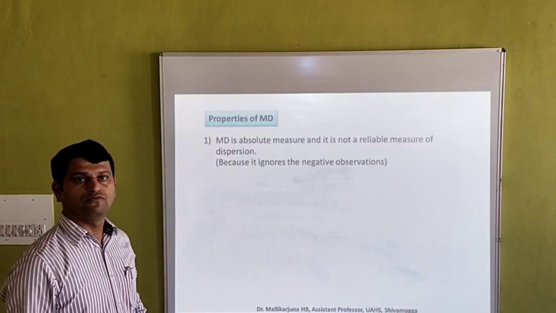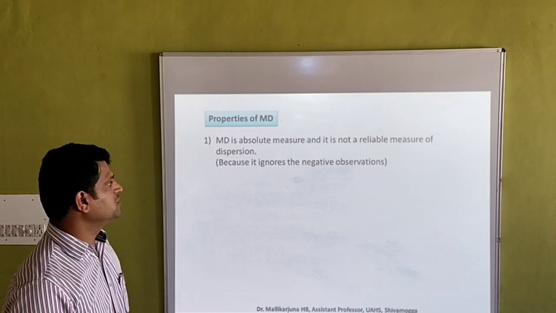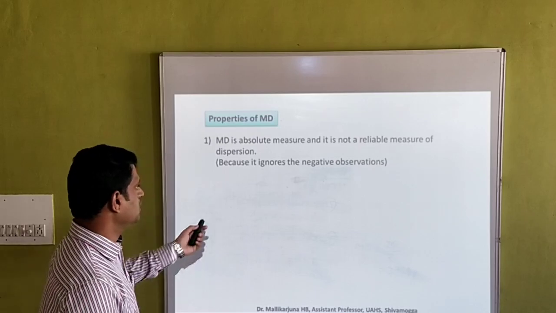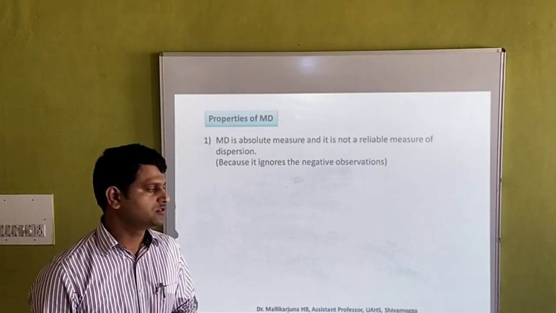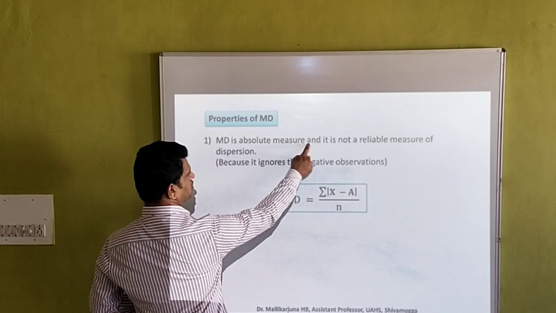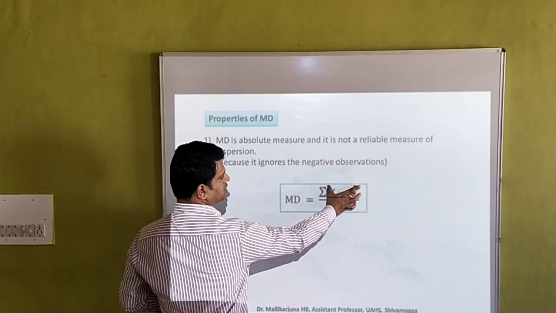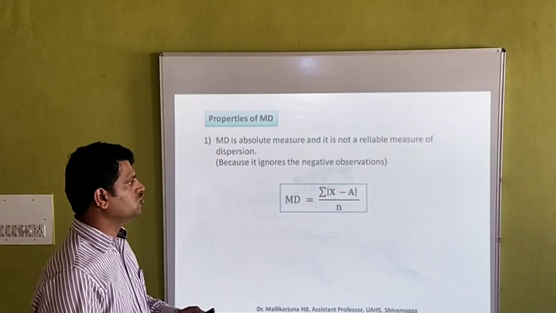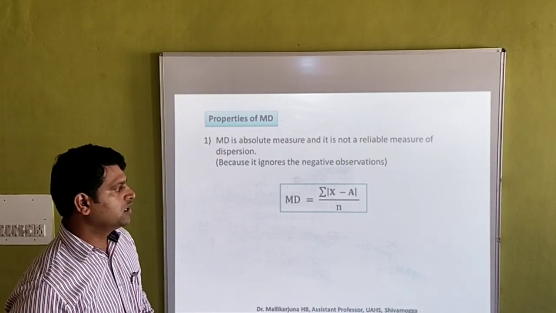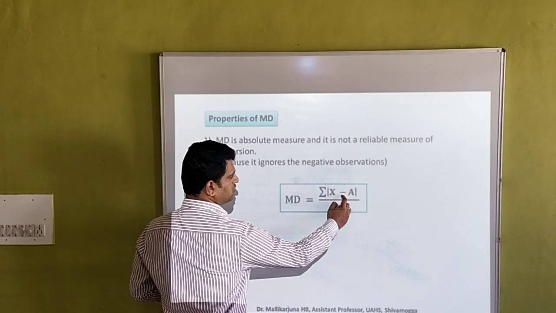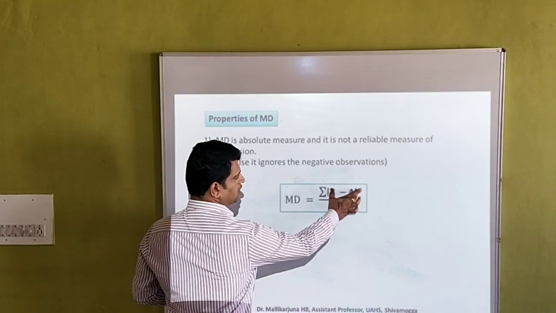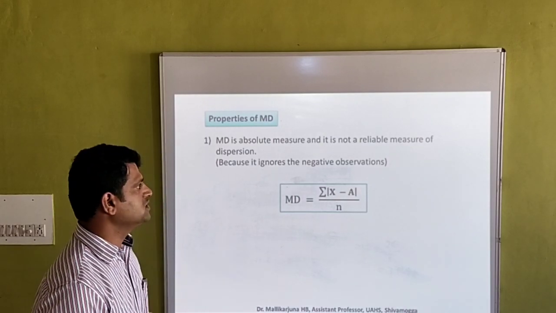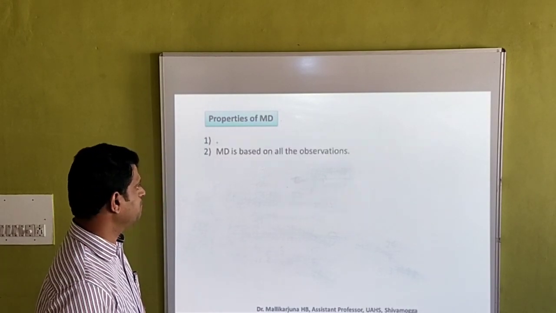Now come to properties of mean deviation. Mean deviation is an absolute measure and it is not a level measure of dispersion because it ignores the negative observations. This absolute measure means we have taken the absolute values of deviations. That's why it's an absolute measure. If any deviation values are negative, we make them positive, so it ignores negative observations. Hence it is not a level measure of dispersion.